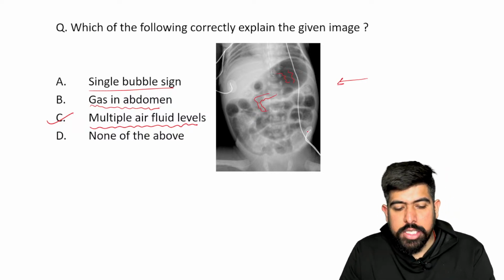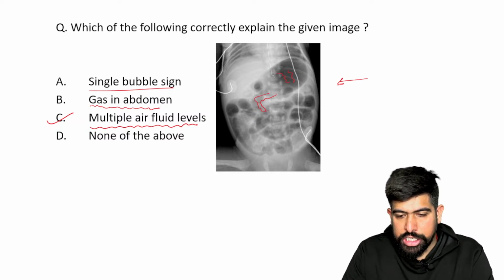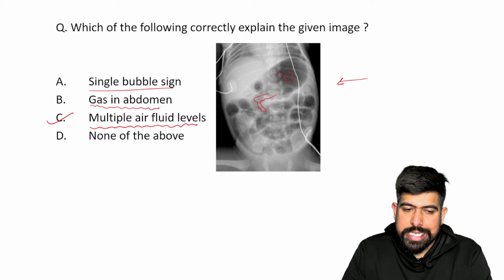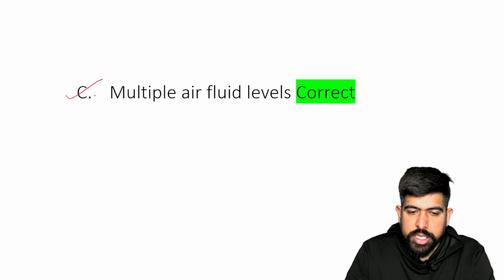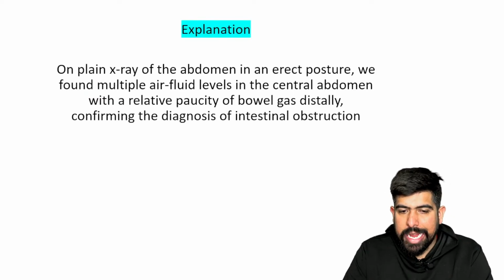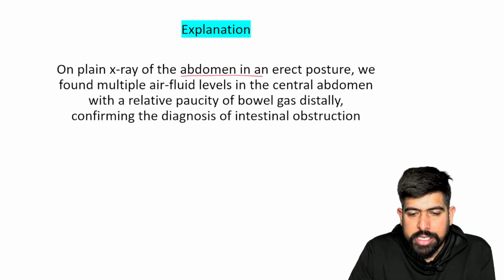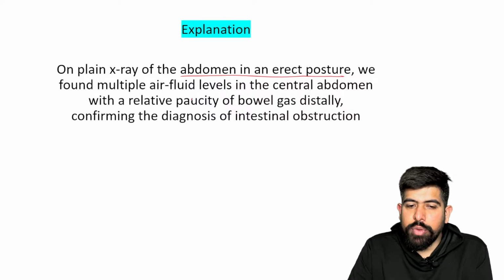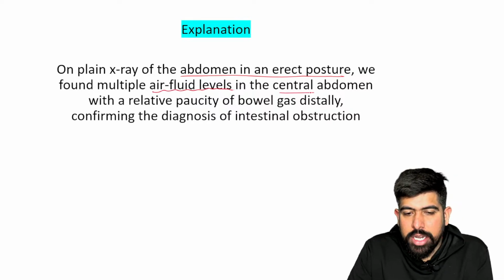Option D is not the correct answer. Option A is also not the correct answer in this condition. Option C, multiple air fluid levels, is the correct answer. This is done with the X-ray. As I already told you, we did an erect abdomen X-ray for this posture, and we found multiple air fluid levels in the central abdomen.